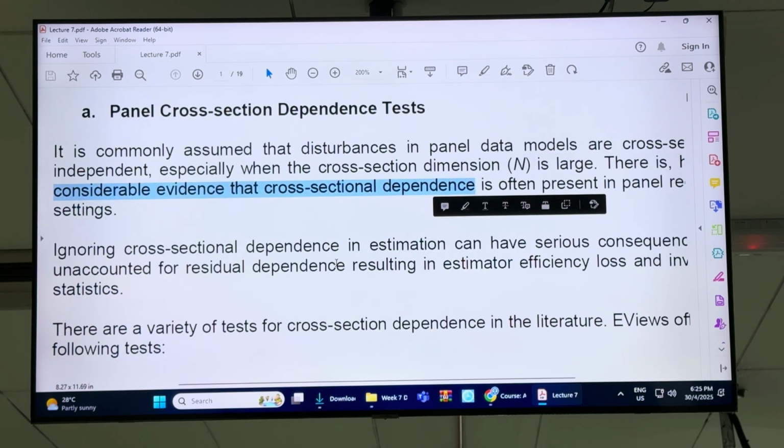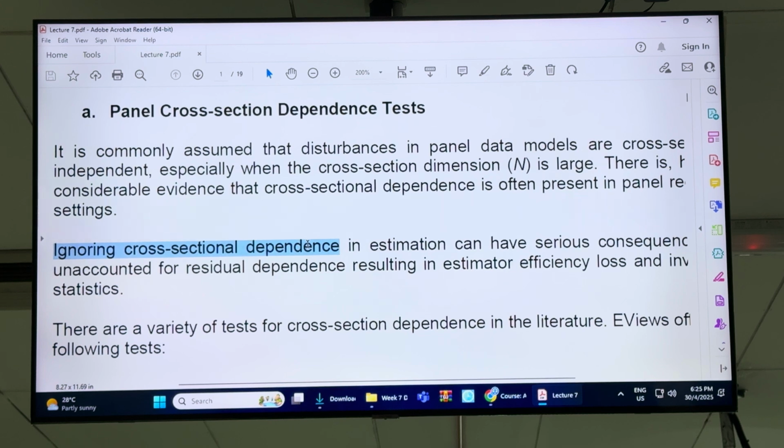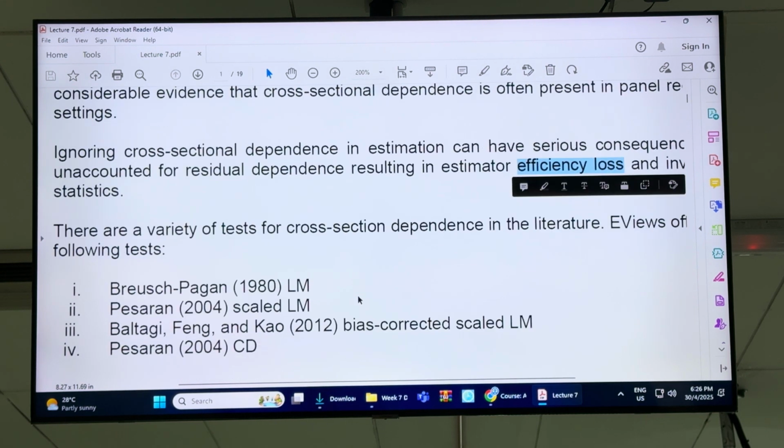So if you ignore this, what happens? If you do not take into account this cross-sectional dependence, your estimator will become not efficient. You will lose your efficiency and also make your test statistic invalid. So this is our concern here.